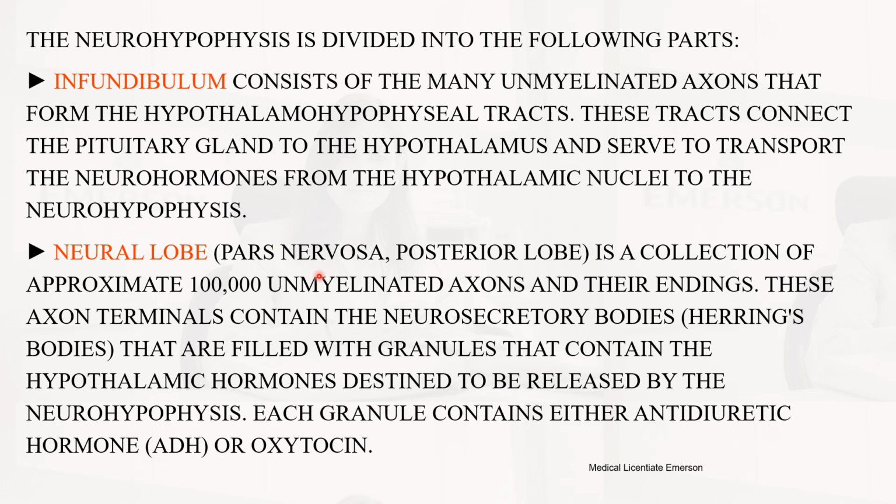The neural lobe. So the neural lobe, also known as the pars nervosa or the posterior lobe, is a collection of approximately 100,000 unmyelinated axons and their endings. So these axon terminals contain the neural secretory bodies, which are the Herring bodies, that are filled with granules that contain the hypothalamic hormones, destined to be released by the neurohypophysis. Each granule contains either antidiuretic hormone or oxytocin. So that's the neural lobe and the infundibulum.